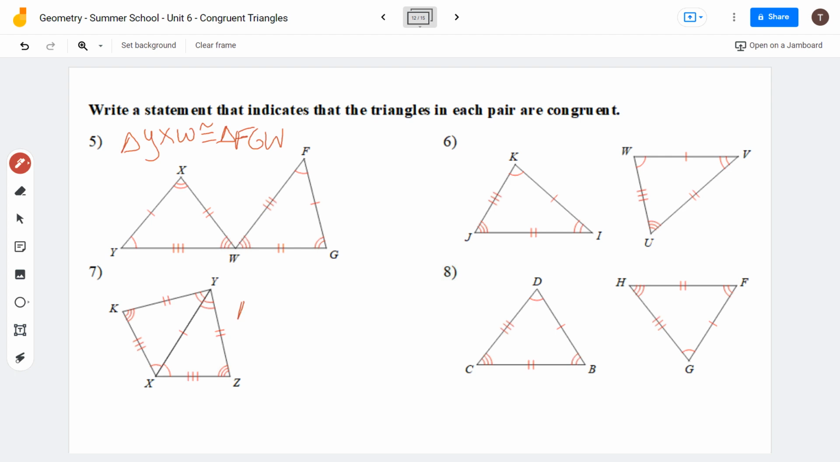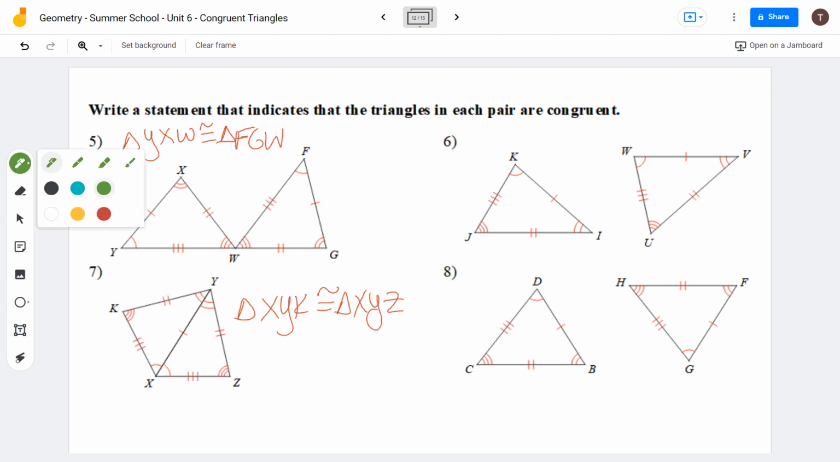For number 7, if I went triangle XYK. So XYK. So again, I went 1 mark, 2 marks, 3 marks. So that would have to correspond to X is 1 mark, Y is 2 marks, Z is 3 marks. So like that. So the order does matter, but this isn't the only other way you could write this.